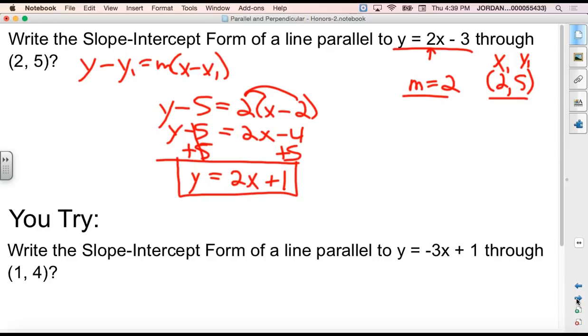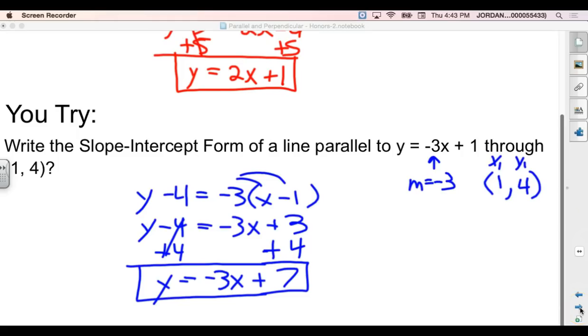So I'm going to pause it. You see if you can try to do that same process on the next problem. Okay, so you can see right here that we want to be parallel to the line y equals negative 3x plus 1.